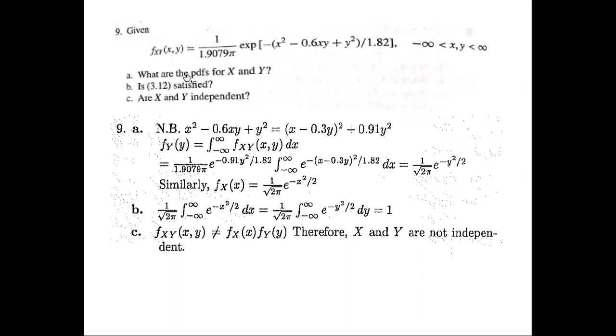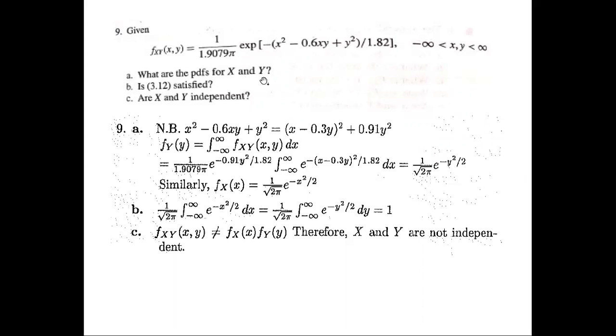So what are the PDFs for x and y? Is 3.12 satisfied? Are x and y independent? These are the different things he is asking. So, what are the PDFs for x and y? The joint PDF for x and y together is given over here, so we need to find the PDF for x and y separately.